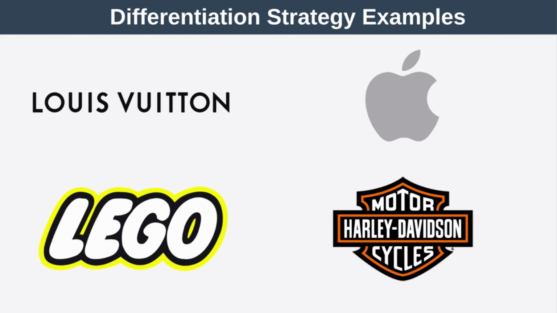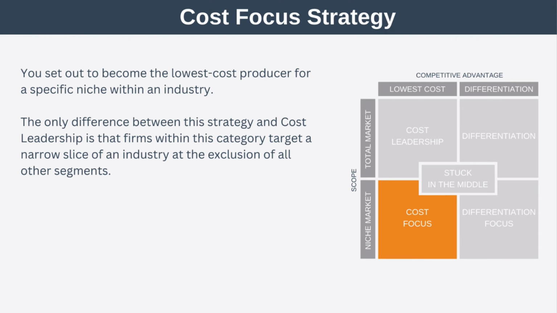If you think about it for a moment, each of these firms offers unique products compared with their competitors. Next, we have cost focus strategy, and with this strategy, a firm sets out to become the lowest cost producer within a specific niche within the industry. The only difference between this strategy and cost leadership is that firms within this category target a narrow slice of an industry at the exclusion of all other segments.